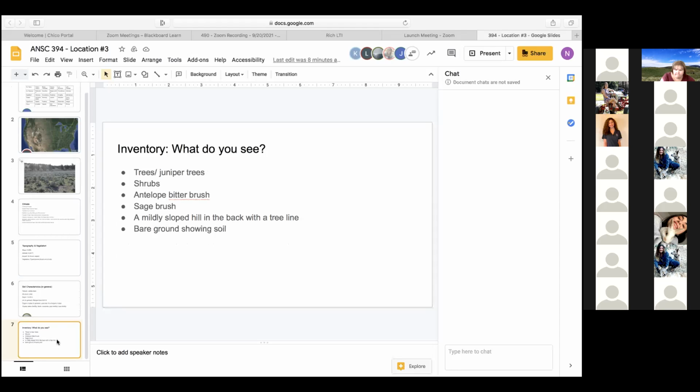Some things we saw in our picture were juniper trees, a lot of shrubs, antelope bitterbrush, sagebrush. There was a mildly sloped hill in the back, and then bare ground just showing soil.